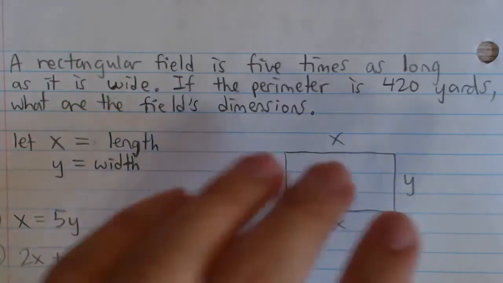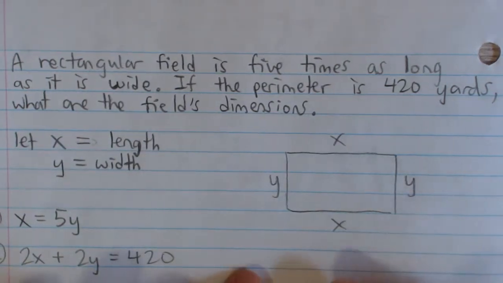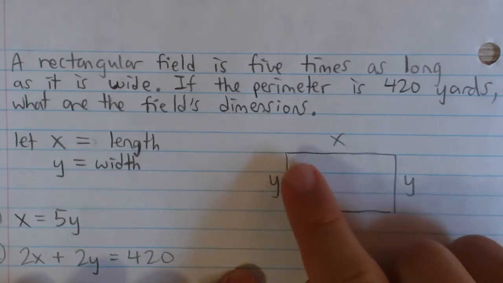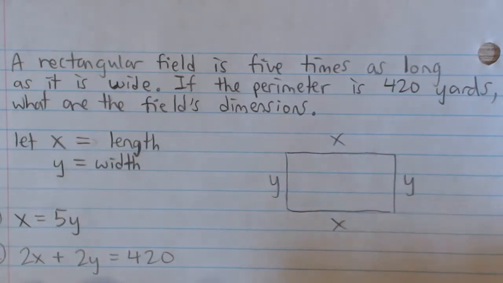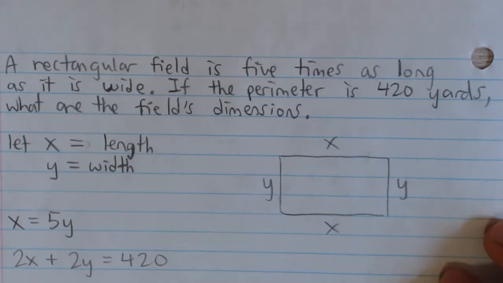A rectangular field is 5 times as long as it is wide. If the perimeter of the field is 420 yards, what are the field's dimensions? So first off, here's a diagram of our field. I set x to be the length of the field and y to be the width of the field. You can use pretty much any variables you want, but that's what I set.